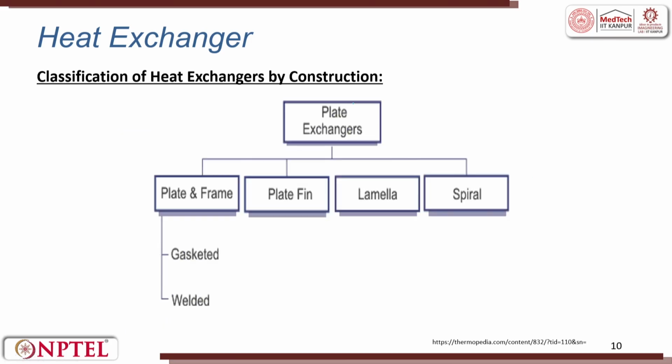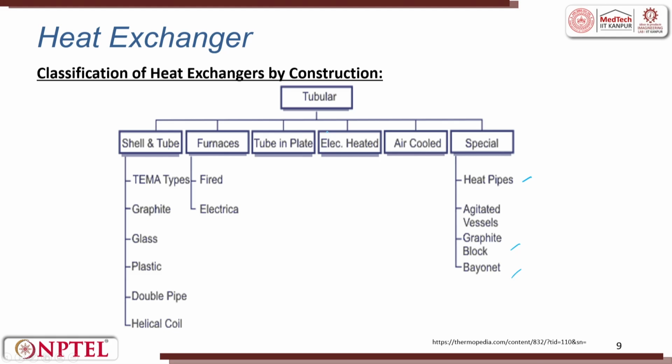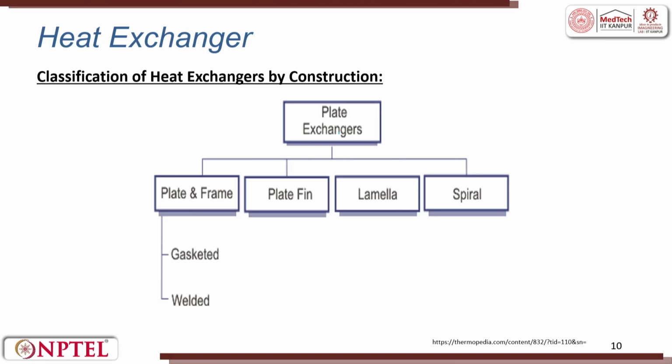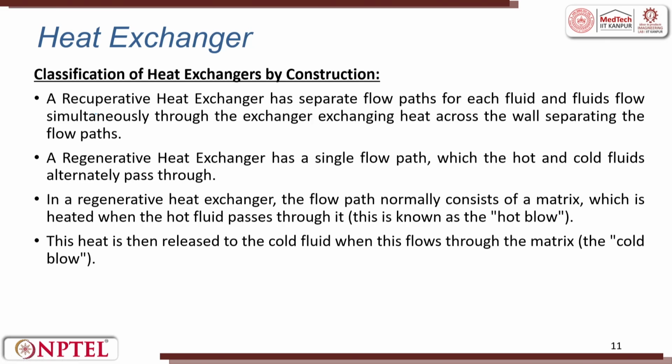very common. So, plate exchangers, tube in plate: when you see plate here, we are always talking about recuperative, indirect, tubular and plate. Plate exchangers can be plate and frame, plate and fin, lamellae and spiral. Again, plate and frame can be classified as gasketed and welded. The recuperative heat exchanger has a separate flow path for each fluid, and the fluids flow simultaneously through the exchanger, exchanging heat across the wall separating the flow paths.